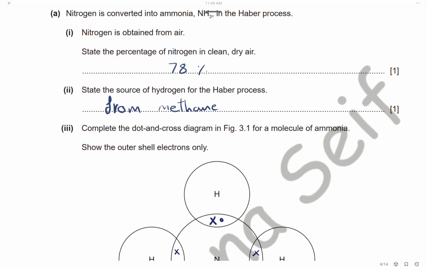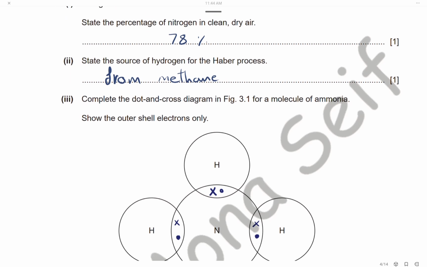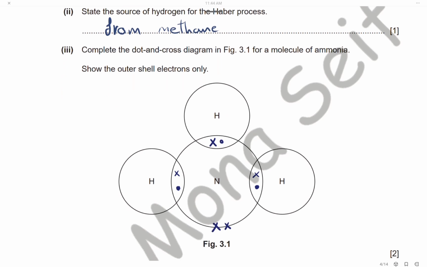State the source of hydrogen for the Haber process. We obtain hydrogen from the reaction of methane with steam. So the source of hydrogen will be methane. It is the natural gas. Methane is a natural gas.